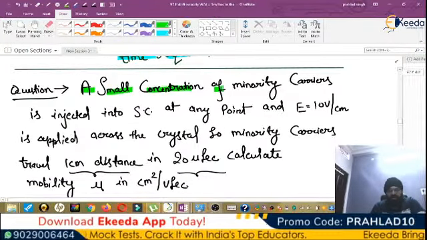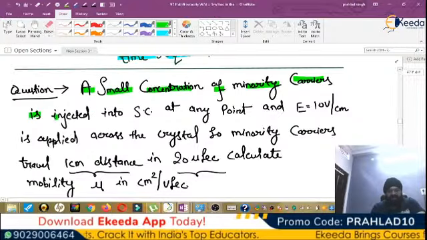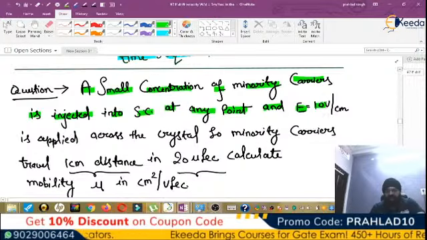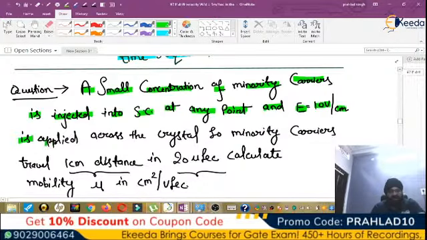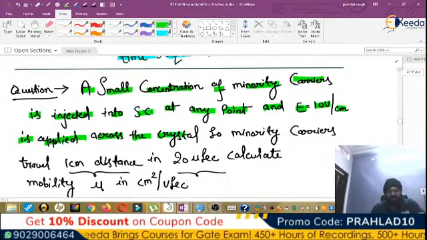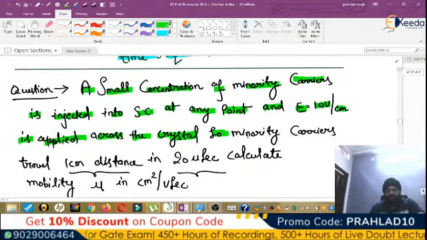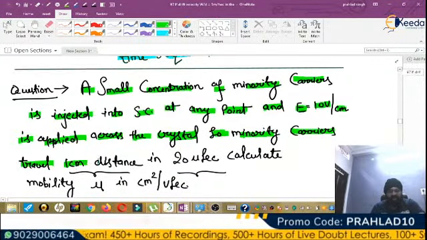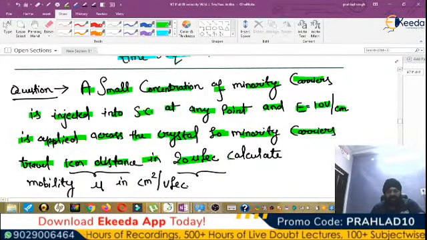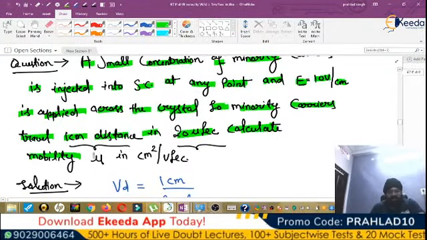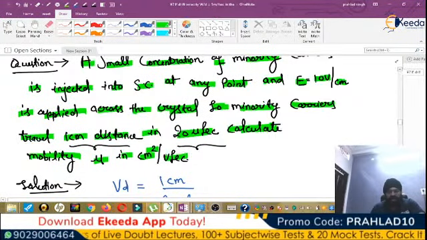A small concentration of minority carriers is injected into a semiconductor at any point, and an electric field of 10 volt per centimeter is applied across the crystal. The minority carriers travel a 1 centimeter distance in 20 microseconds. Then calculate the mobility mu in centimeter square per volt second.